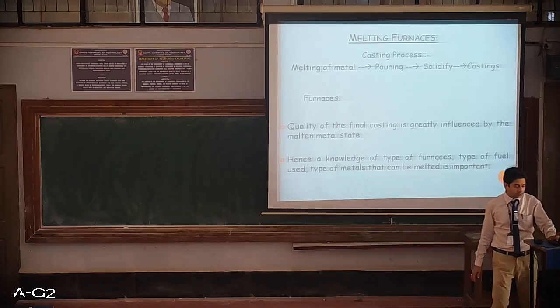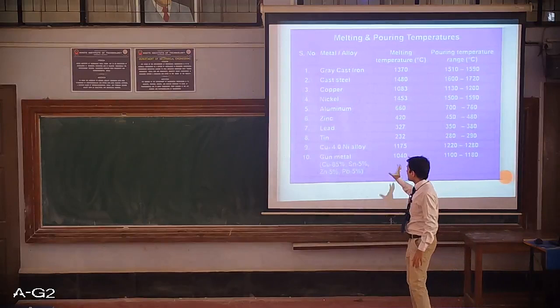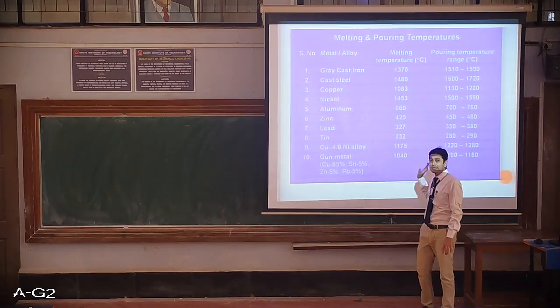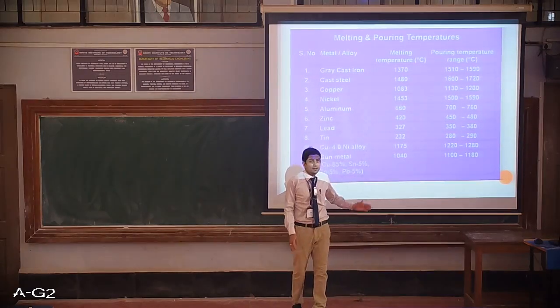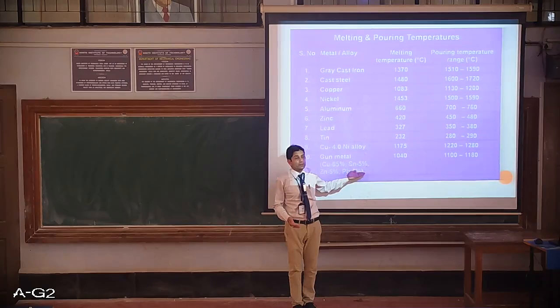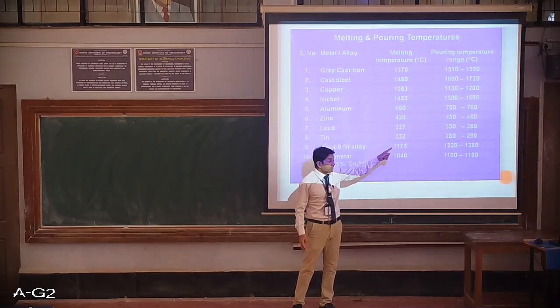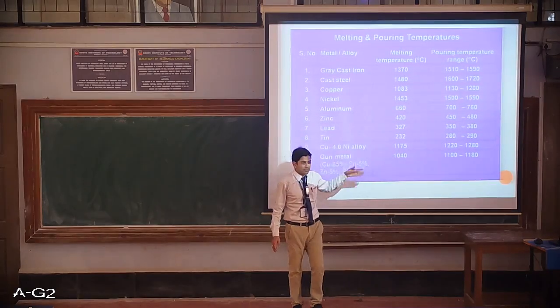Sorry, I'm going back again. You should remember that there is a melting point and there is a pouring temperature. Both are different in the case of many metals. It is not that at the melting temperature you do the casting operation. The melting temperature will be different and the pouring temperature will be different. The pouring temperature will be slightly more than the melting temperature. So this is the table that depicts that.